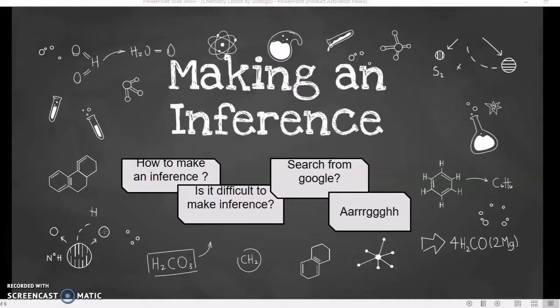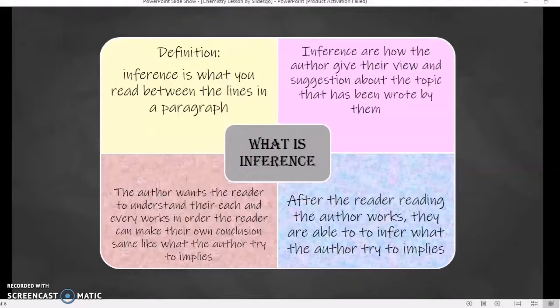Today I would like to present about making an inference. So maybe you are wondering, what is inference? First of all, inference is what you read between the lines in a paragraph written by the author. Inference is how the author gives their views and suggestions about the topic that has been written by them through a point or paragraph.